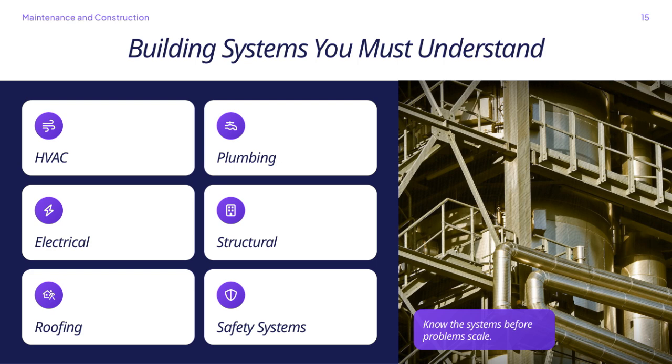We also have structural elements, which form the backbone of the building, ensuring stability and safety. Roofing is another key area, protecting the entire structure from weather and environmental damage. Lastly, safety systems like fire alarms, sprinklers, and emergency lighting are vital to protect occupants and minimize risks during emergencies. The crucial idea here is to know these systems well before any issues arise, allowing you to address problems quickly and prevent them from escalating. Understanding these components inside and out is the foundation of effective maintenance and successful construction management.